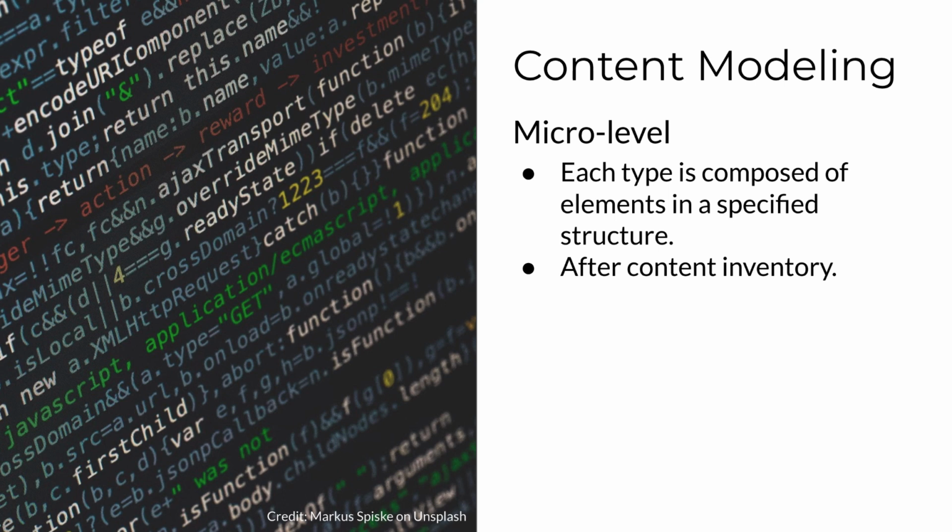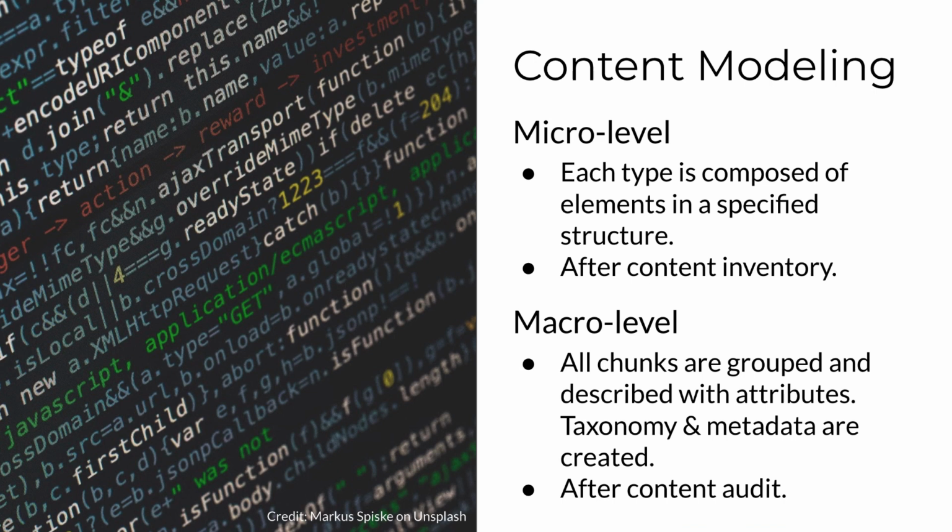The content strategist can begin this work when the inventory of content assets is complete. You might simply add another sheet to your spreadsheet to list the required and optional elements needed for each content type. At the macro level, all content chunks are modeled by grouping them and describing them with their attributes. This is best done in diagrams. Then a taxonomy and metadata are created for all content. The content strategist must wait until the future of all content assets has been determined before starting macro-level modeling. Otherwise, they might waste their time on content that is going to be archived. The taxonomy and metadata can also be documented in a spreadsheet.